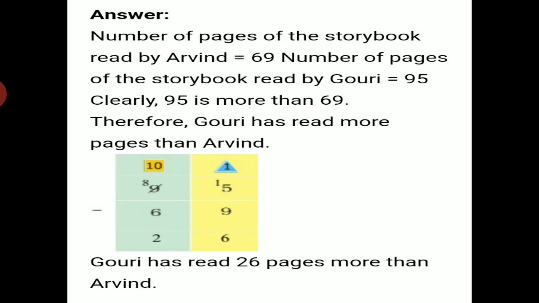Now the subtraction of the ones place is over. Now you come to the tens place. Now here it is 8, because 9 has given 1 ten. So how many tens are left? 8 tens. Now 8 tens minus 6 tens is equal to 2 tens. So the answer is 26. So Gauri has read 26 pages more than Arvind.